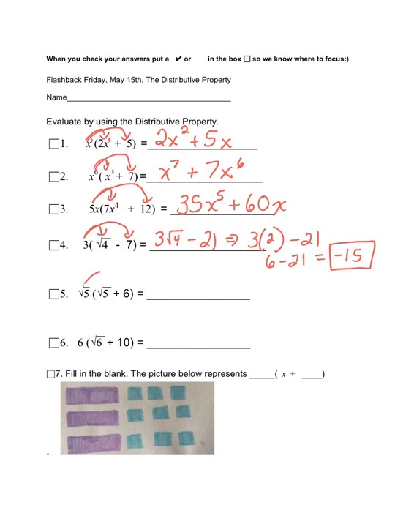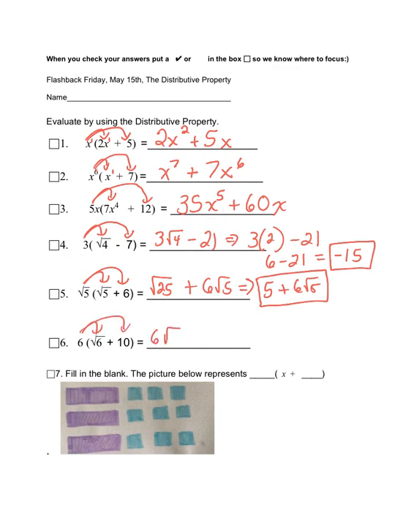Okay, we're distributing radicals again. So radical 5 times radical 5 is radical 25 plus 6 radical 5. If we simplify that, we'll get 5 plus 6 radical 5. All right, now we're going to distribute the 6. So it's 6 radical 6 plus 60, and we cannot simplify that any further.